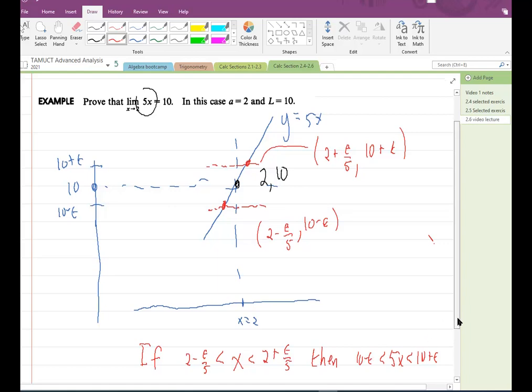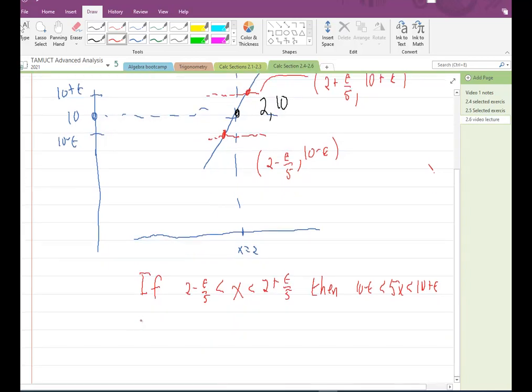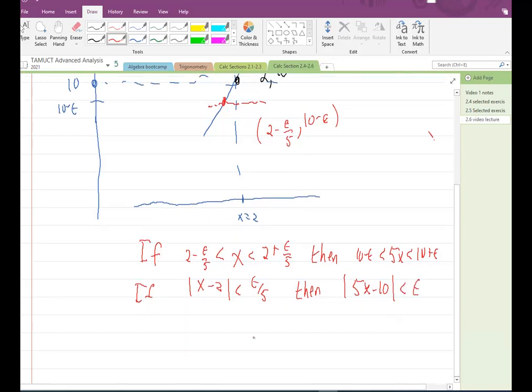The other way you can write this is that if the absolute value of x minus 2 is less than epsilon over 5, then the absolute value of 5x minus 10 is less than epsilon. So you can say if I'm given any epsilon greater than 0, I can choose delta equal to epsilon over 5, and the condition holds.